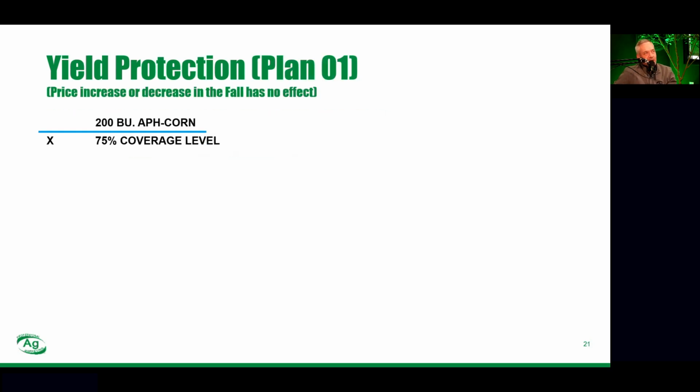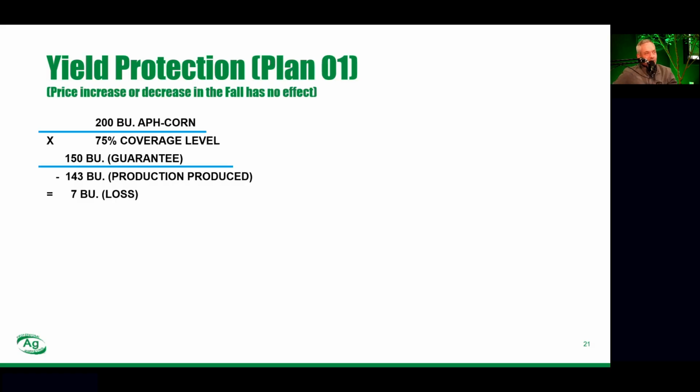All right, so quick example. If I have a 200 bushel APH and I want to buy yield protection at a 75% coverage level, I am guaranteed 150 bushels per acre. Okay. If I get to harvest and I have harvested 143 bushels per acre, well, even where I grew up in South Dakota, that's a 7 bushel loss.